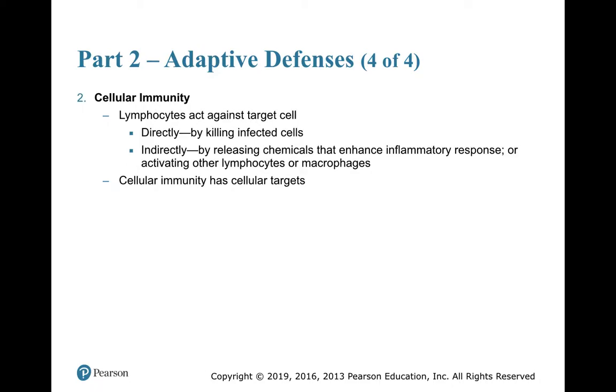Cellular immunity, the lymphocytes act directly against a target cell. They kill the infected cells, and they also work indirectly by releasing things that help the inflammatory response and help the immune response to really get going. We're going to have a group of cells, T cells, that we're going to call helper T cells. Cellular immunity has a cellular target, so lymphocytes have to actually bind to their target cell in order to do their work.